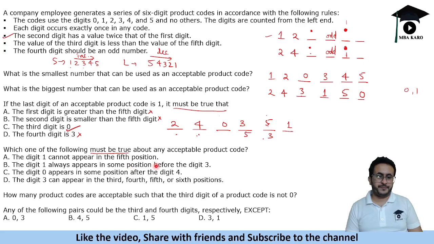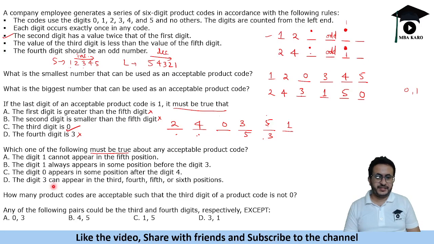Digit 1 always appears in some position before digit 3. Can 1 appear before 3? Not necessarily. We can put 1 here, 0 here and 3 here. So that is quite possible. The digit 0 appears in some position after digit 4. Does 0 appear after 4? We have to put an odd digit, so we can put 0 here. So 0 will appear before 4.